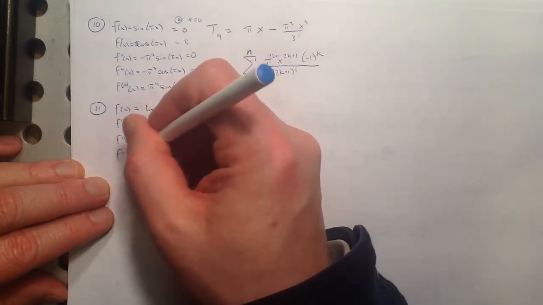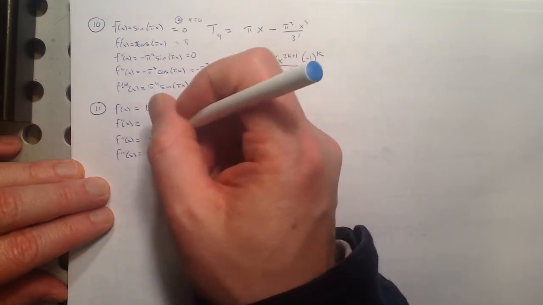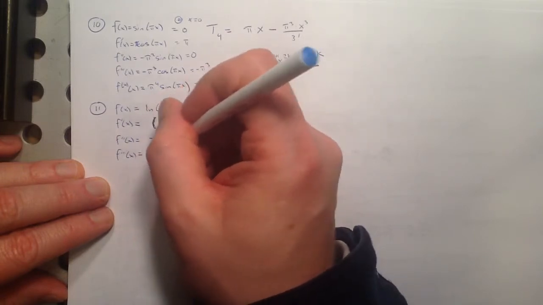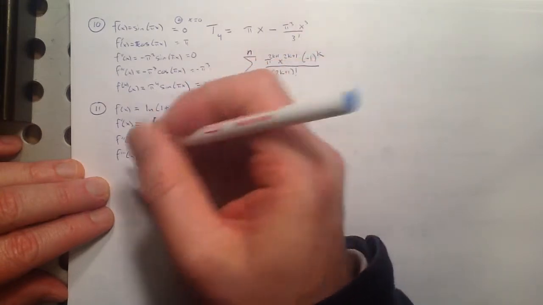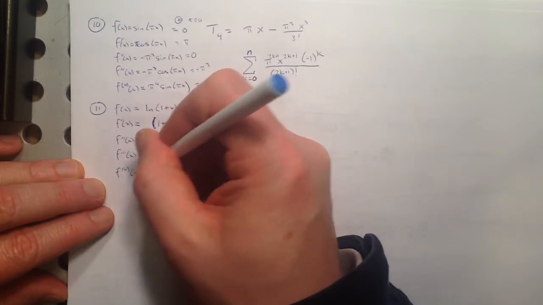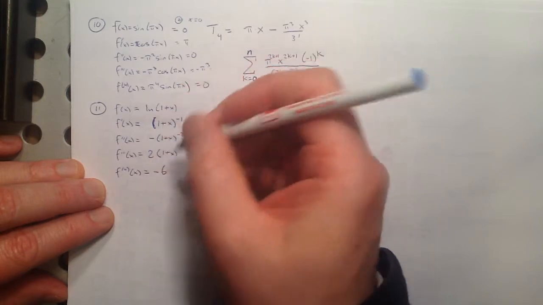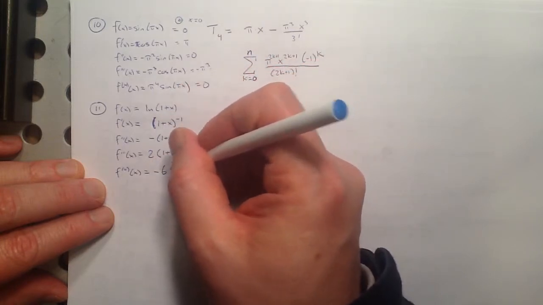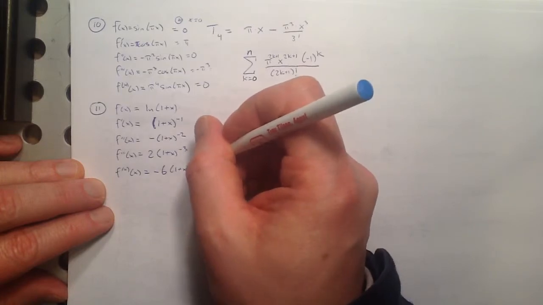Third derivative, using the power rule here, so negative 2 times the negative that's there will give me 2. There's a 1 plus x to the negative 3. And then the fourth derivative is negative 6 times 1 plus x to the negative 4.